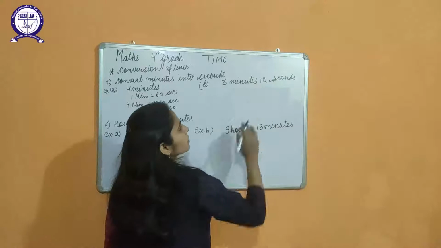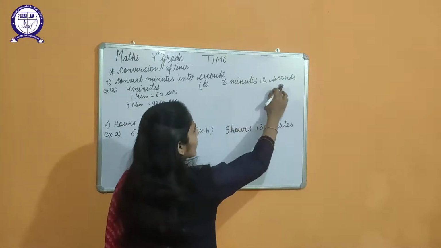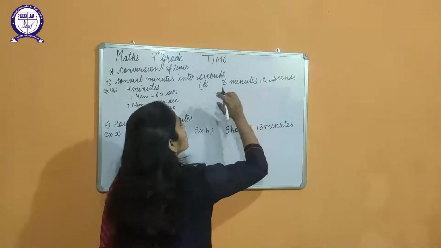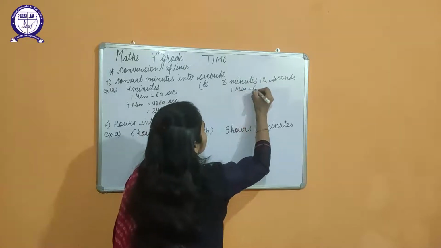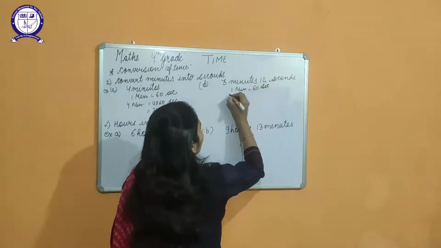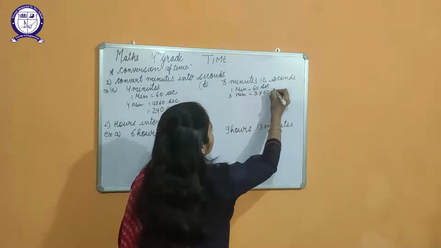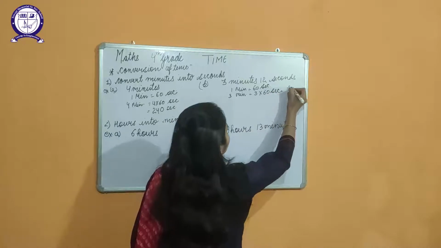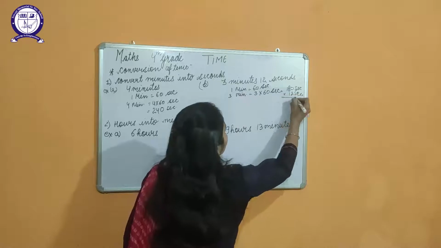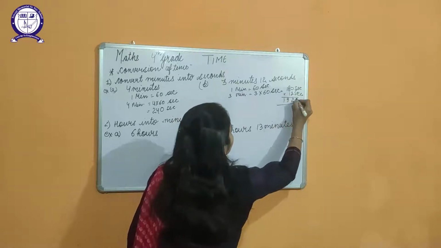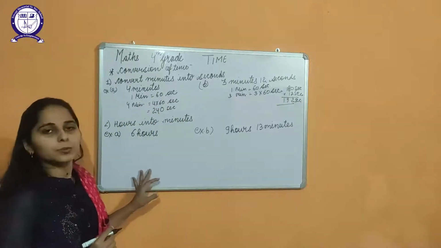Now 3 minutes and 12 seconds are given. So what you have to do is convert this 3 minutes into seconds, then add this 12 seconds to the seconds part. So 1 minute is equal to 60 seconds, and 3 minutes is equal to 3 multiply 60 seconds, that is 180 seconds. So add this 12 seconds to the seconds part. So 192 seconds.